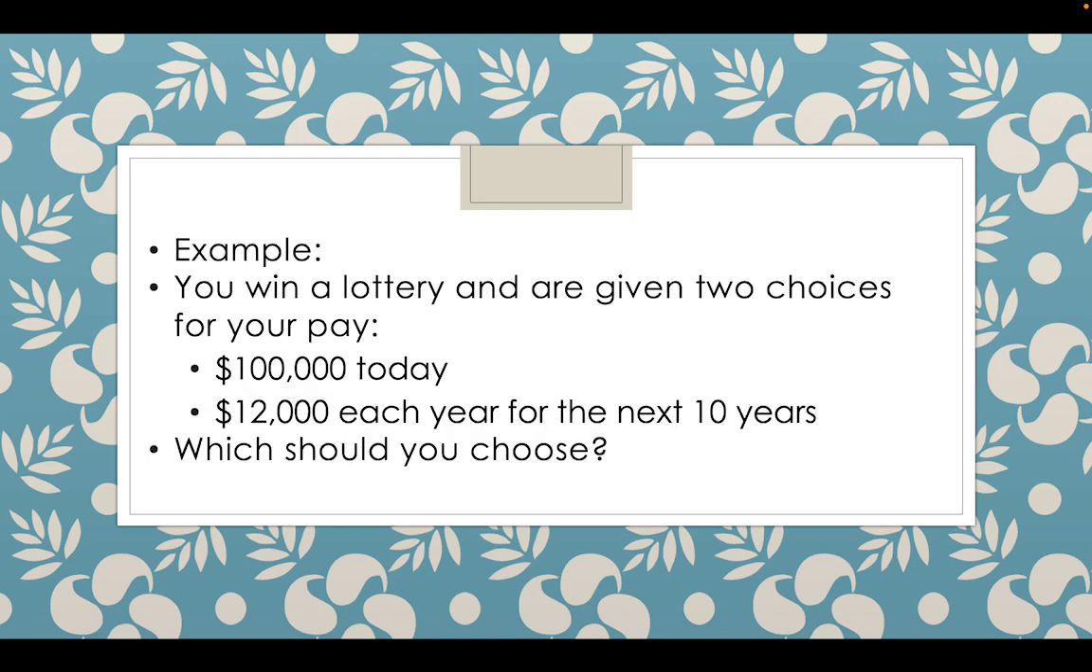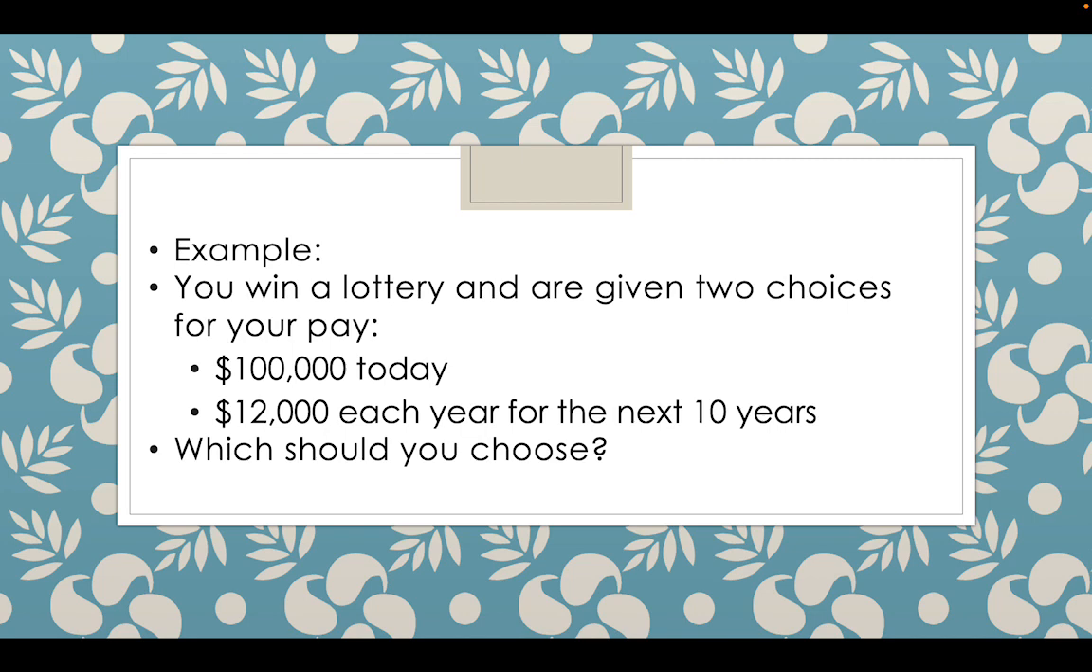Okay, let's look at a present value of annuity problem. And this is a common annuity problem for present value. You win a lottery. Congratulations. And you're given two choices for your pay. You can either take $100,000 today, or you could take $12,000 every year for the next 10 years.